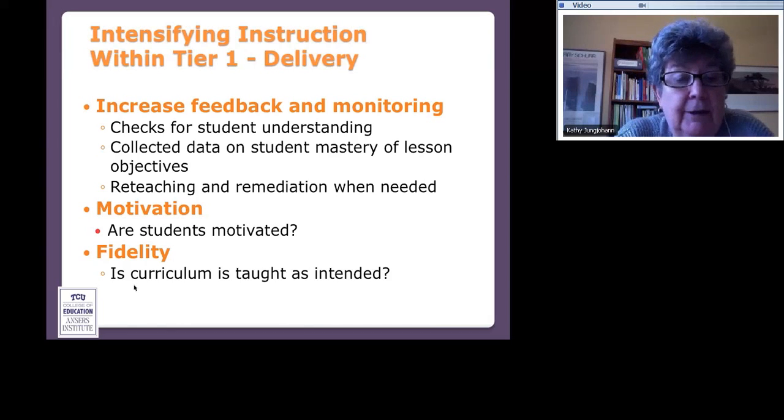And then finally, the area of fidelity. Is the curriculum being taught as intended? Are the lessons being covered? Are the practices that are important to that curriculum being utilized in a way that then you would expect students to be able to make appropriate progress?